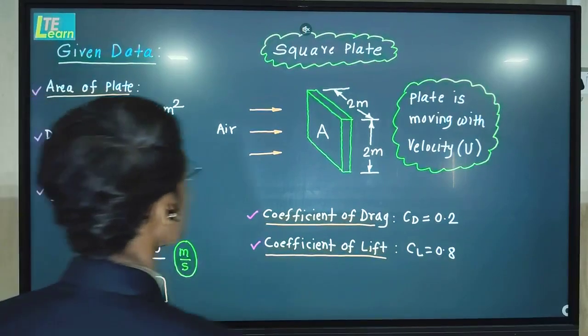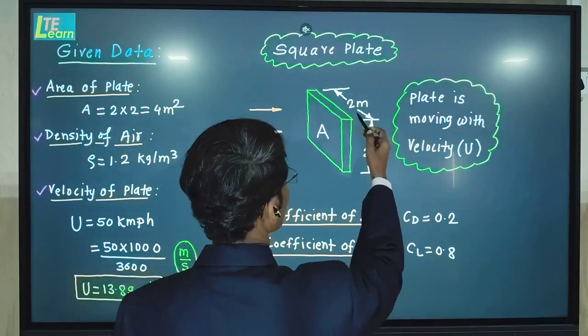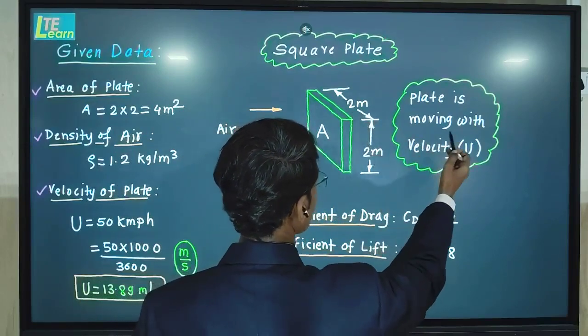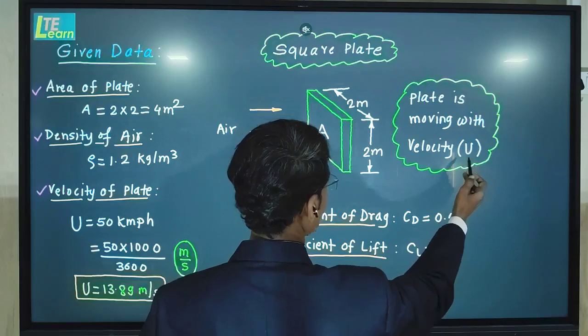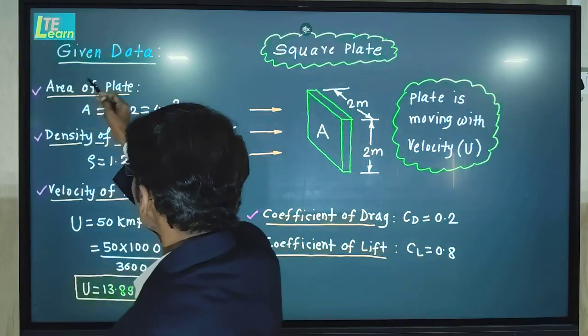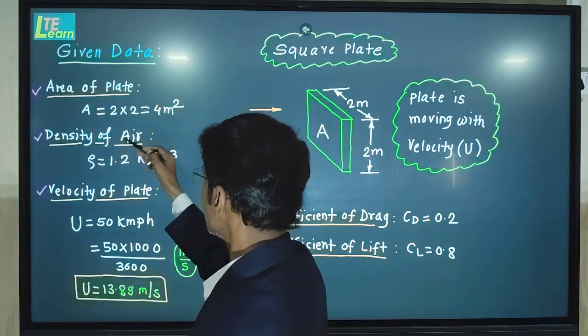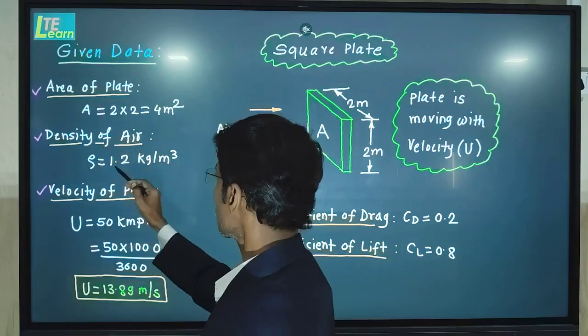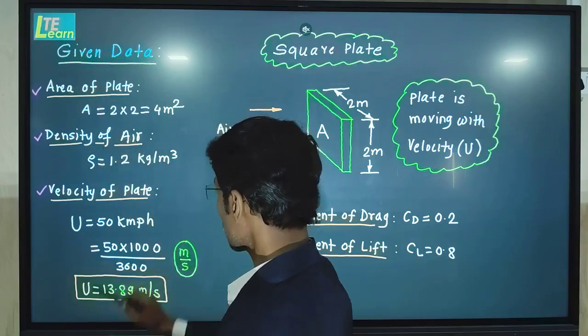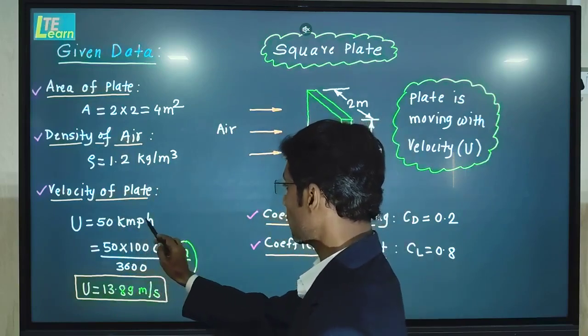Situation in the numerical is shown with the help of a diagram. This is a plate with a side 2 meter by 2 meter moving with a velocity capital U in stationary air. So the area of the plate is mentioned over here. Remaining parameters are given: density of air, that is rho, in kg per meter cube. Velocity of the plate is given in kilometer per hour.